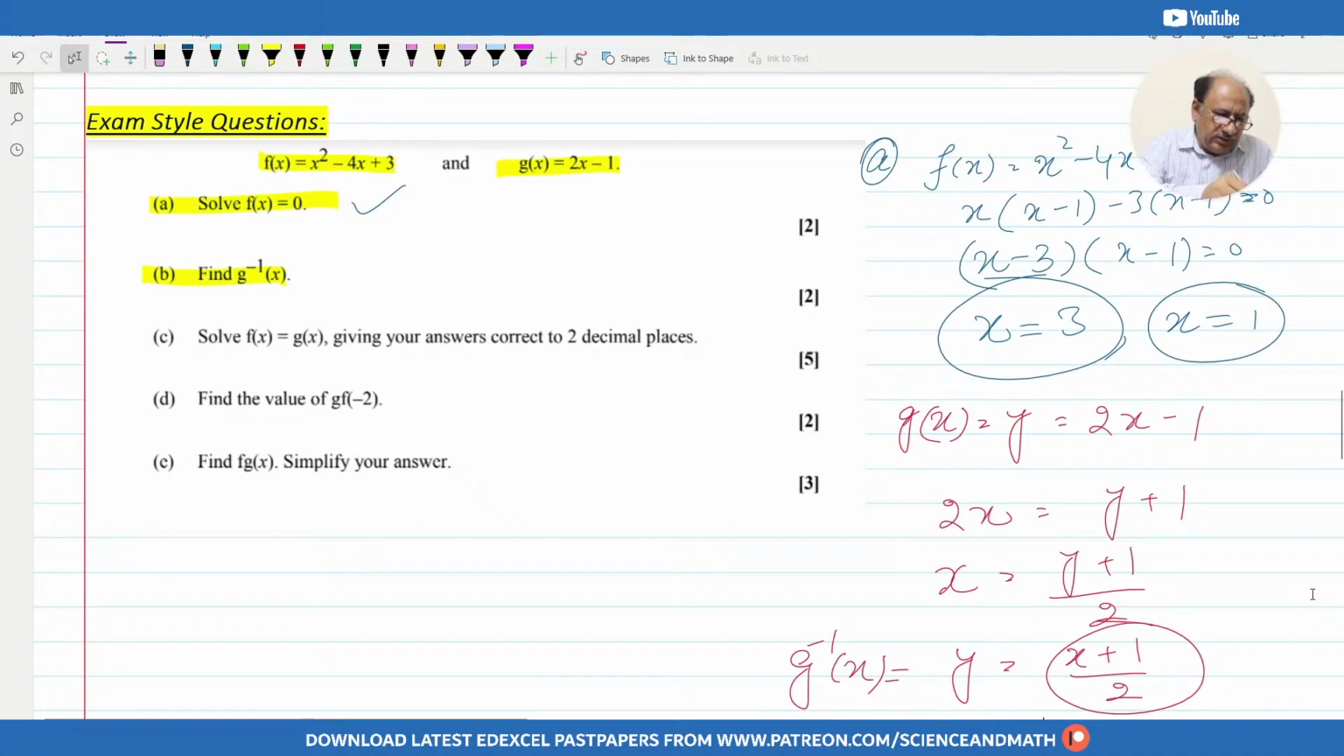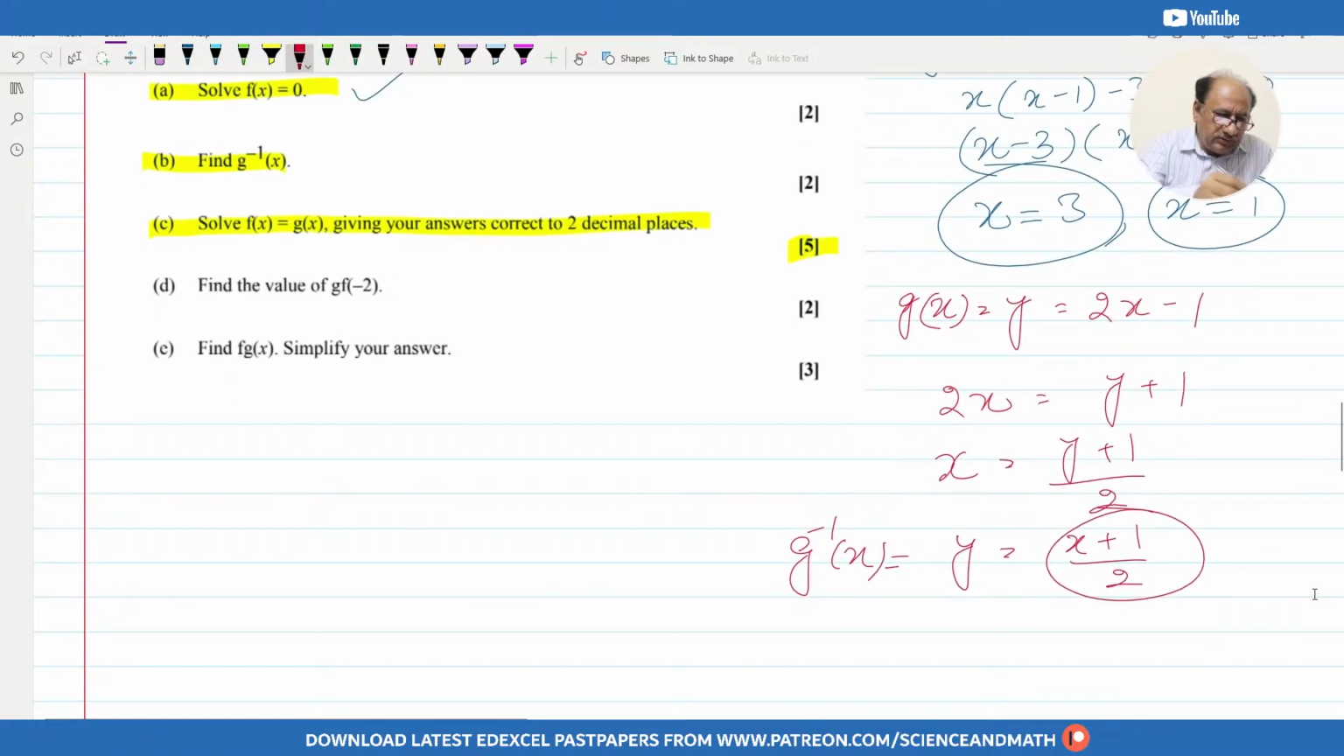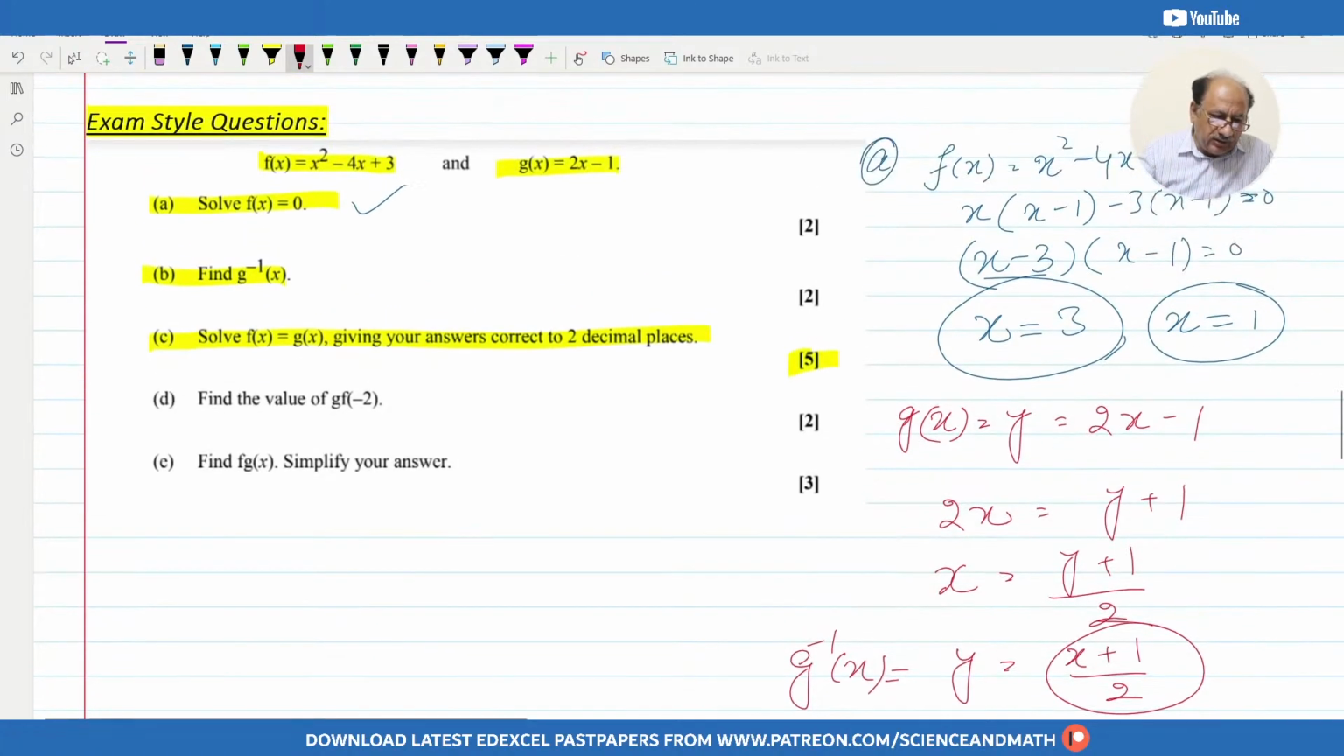Now they are saying in this part C, f of x is equal to g of x, and this is a 5-mark question. Answer correct to 2 decimal places. So we will be solving this. We can take f of x is equal to g of x, and f of x is what? f of x is x squared. This is part C which we are solving.